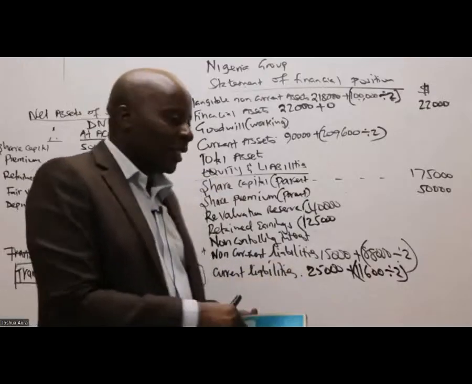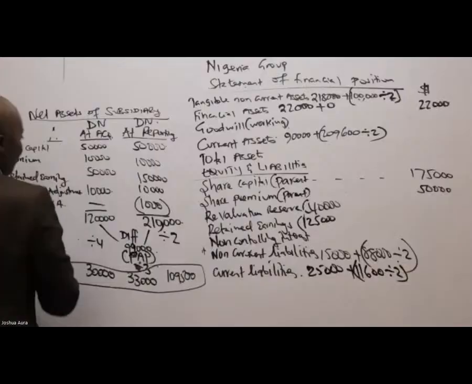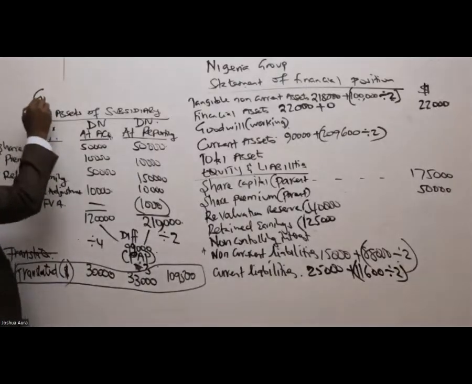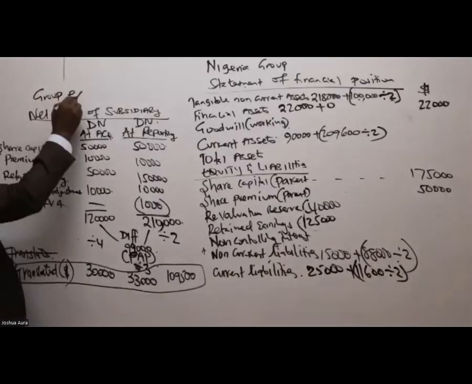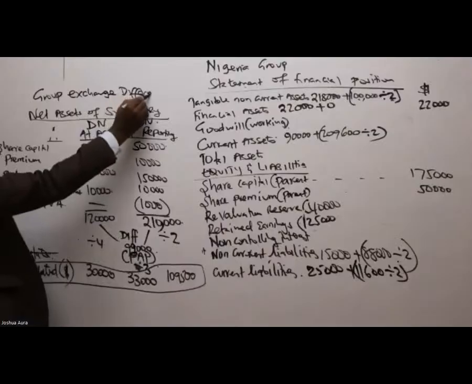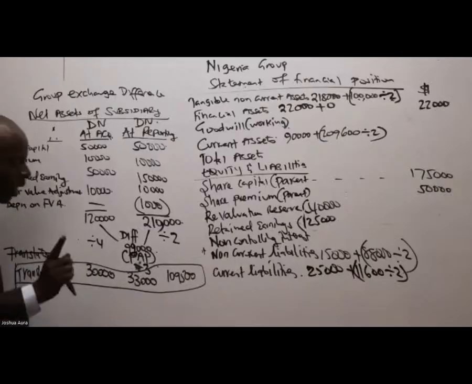Now, after that, we go to the most important stage. Give us what we call the group exchange difference. When you are translating here, there will be exchange differences. How do these exchange differences come about?